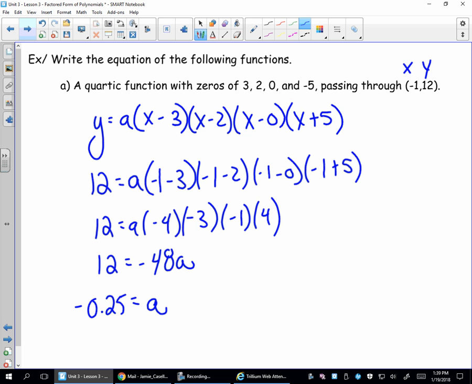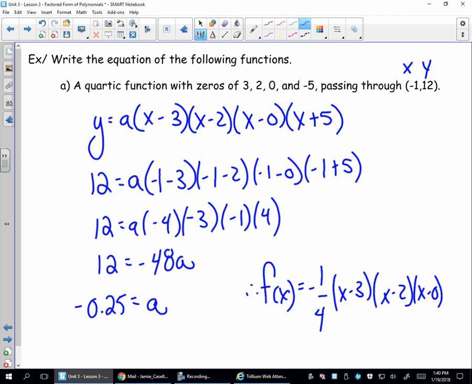Which means my function, my quartic function, what do we got? F of x equals a -1/4, -0.25, your choice. Then we have our zeros, x minus 3, x minus 2, x minus 0, and x plus 5. The order you put your zeros in is not important. Okay? Bracket, bracket, bracket, smallest to largest, your choice. Okay? So we got it from our information.